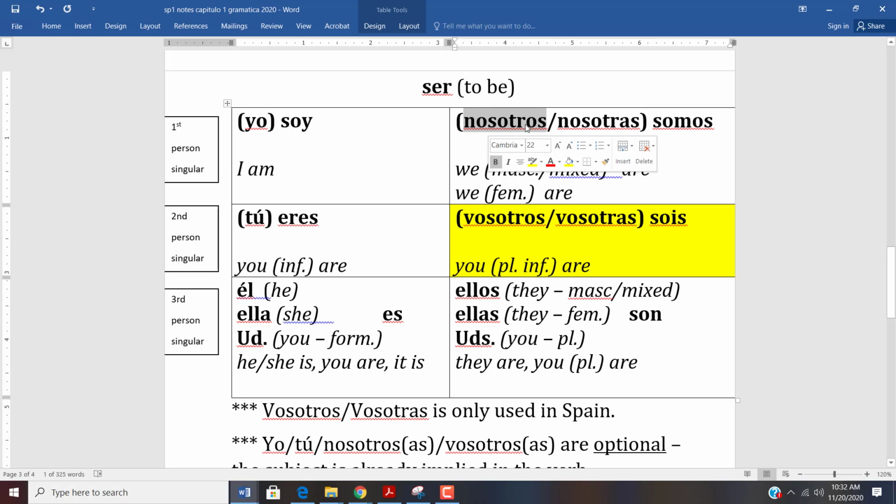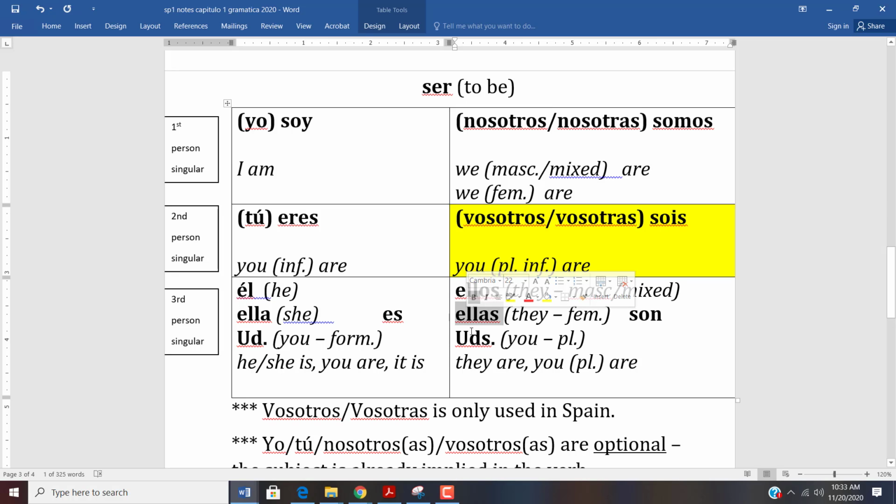Nosotros is if you're a male in a group of all males or a mixed group, and then nosotras would be if you're a female in a group of only females. And then vosotros and vosotras in the yellow box, this is one that you're not going to worry about on today's assignment. You're just supposed to know what it is because remember, it's only used in Spain. So we're going to focus on all the other 5 boxes, but not that yellow one.